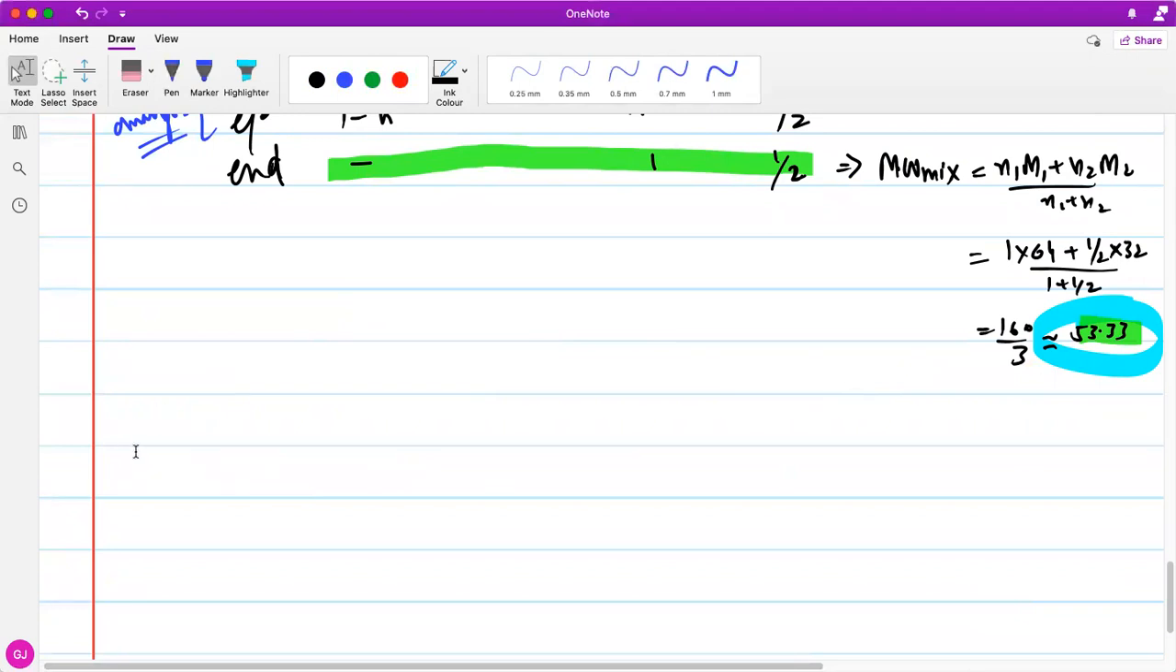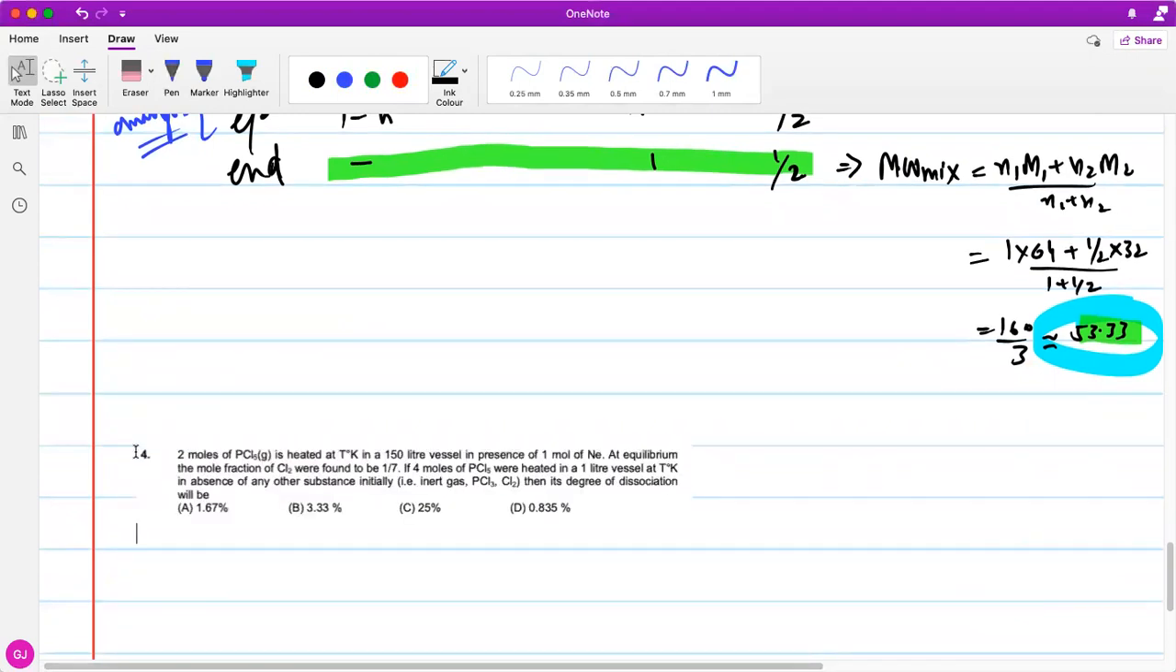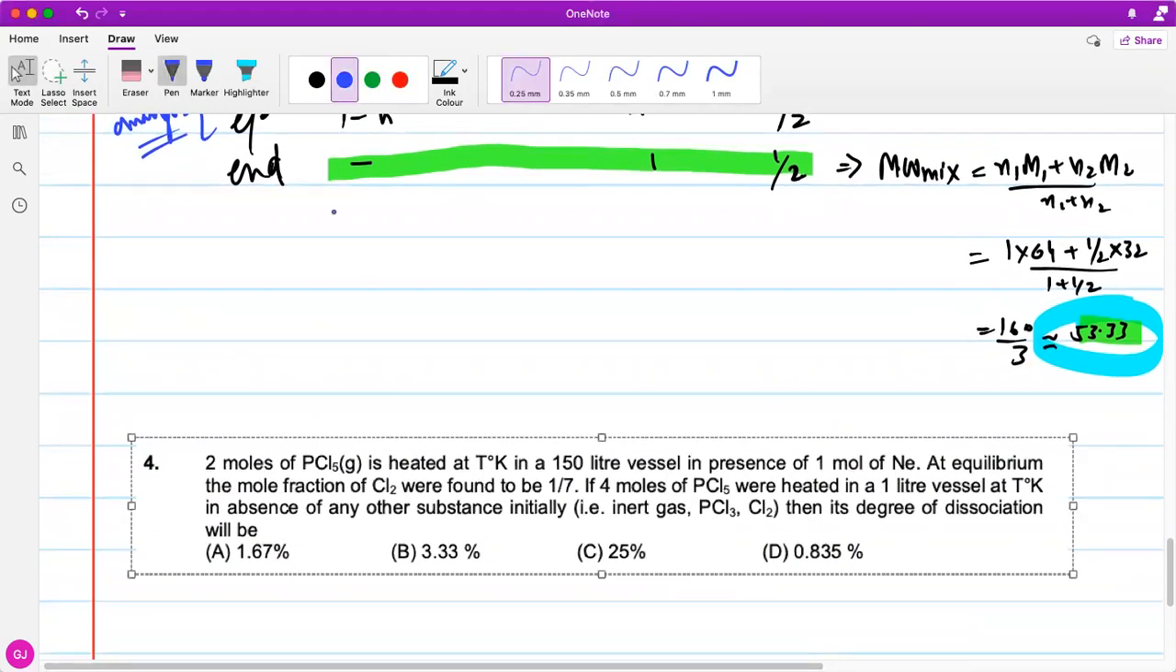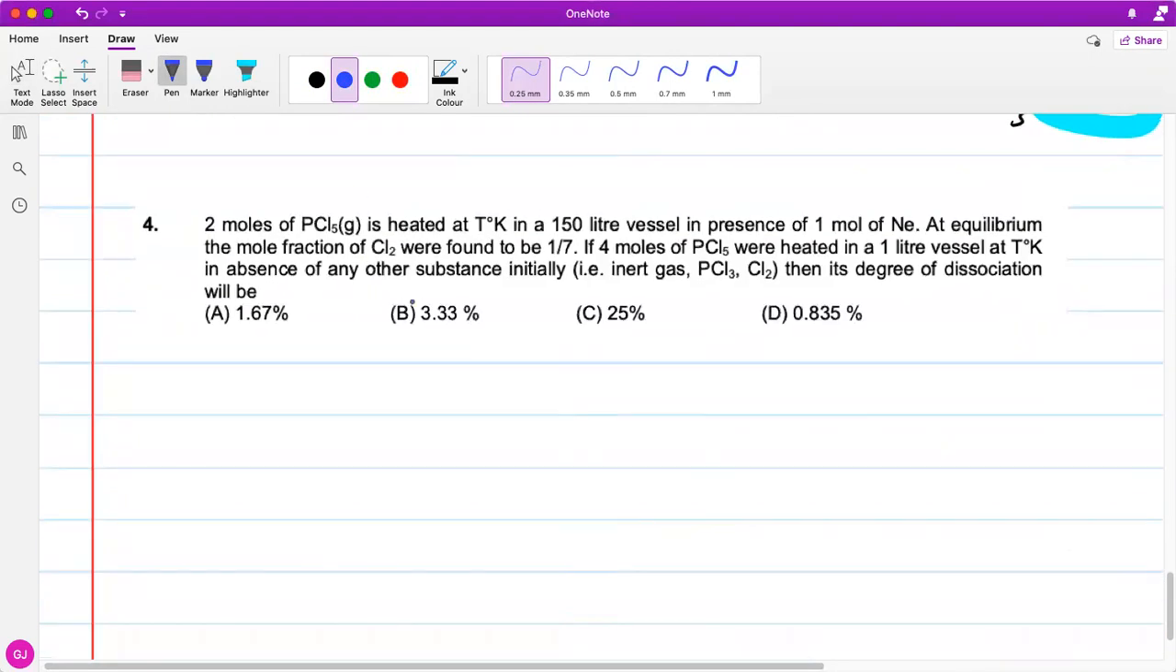So in this, as you can see, 2 moles of PCl5 is heated in a 150 liter vessel in presence of 1 mole of neon. Right? Again, neon is an inert gas. It is not going to participate in the reaction. The role it is going to play is in the mole fraction. Right? In the calculation of mole fraction, in the denominator the moles of neon will be included. Right?